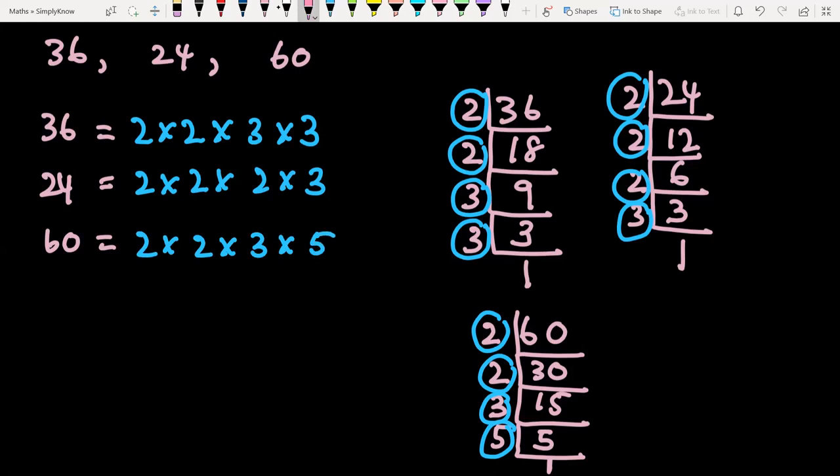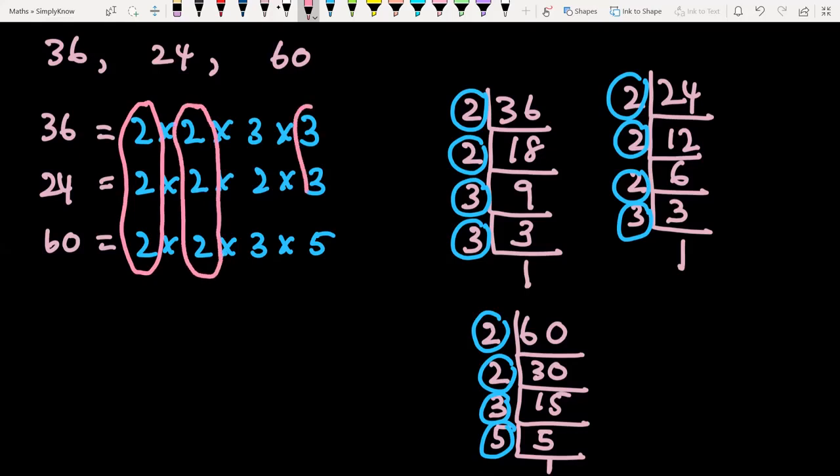Now, let's find out the common prime factors for all three numbers. 2 over here is common. This 2 is also common. Here, this 3 is also common. So what are the common prime factors for 36, 24 and 60? 2, another 2 and 3.